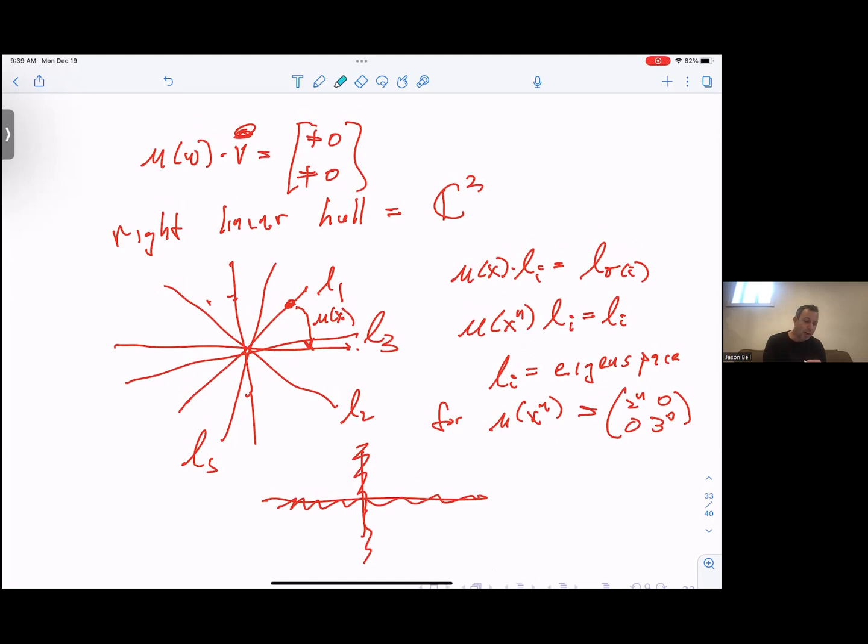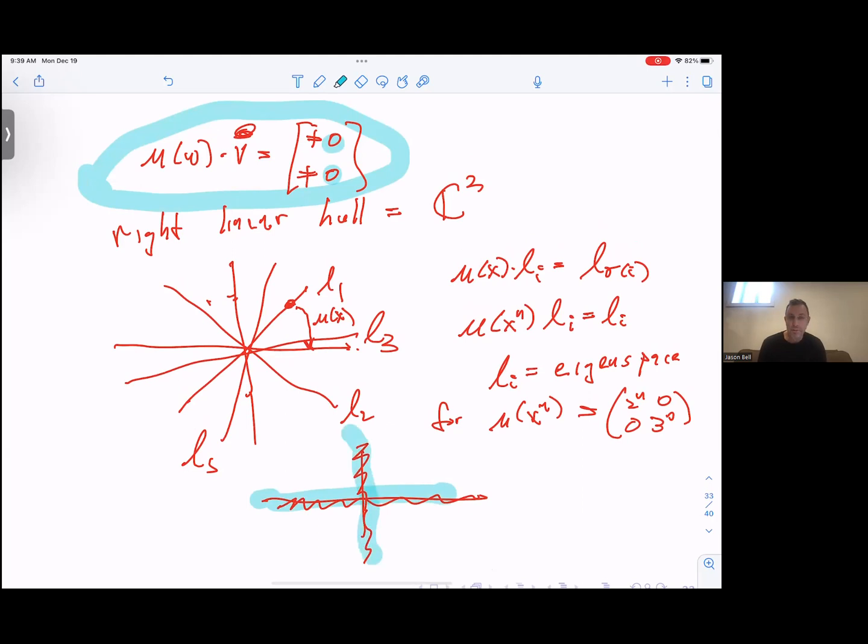But we just saw that we always get something non-zero. So we know we're not contained in the x-axis or the y-axis. So we know the linear hull has to actually be the whole space. So the left linear hull and the right linear hull can be very different. The left linear hull can be one-dimensional, and the right linear hull here is the full space.